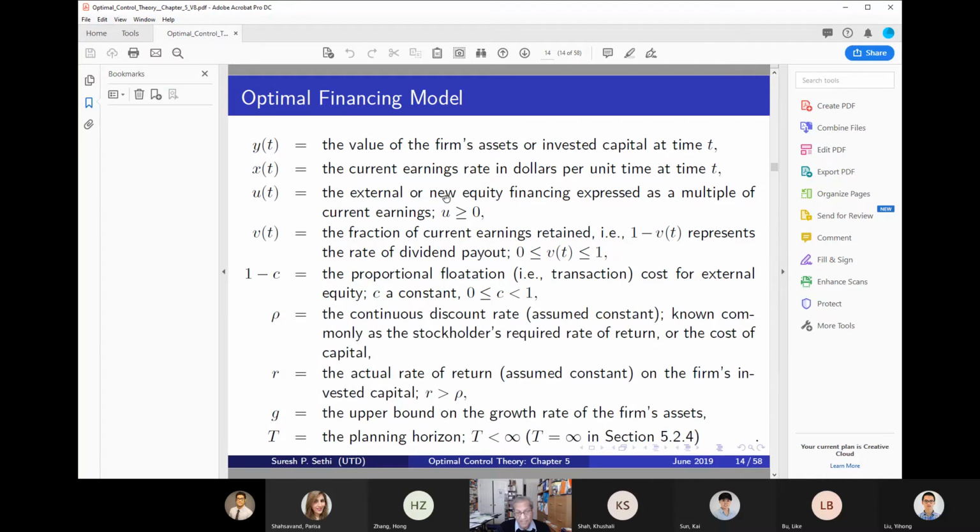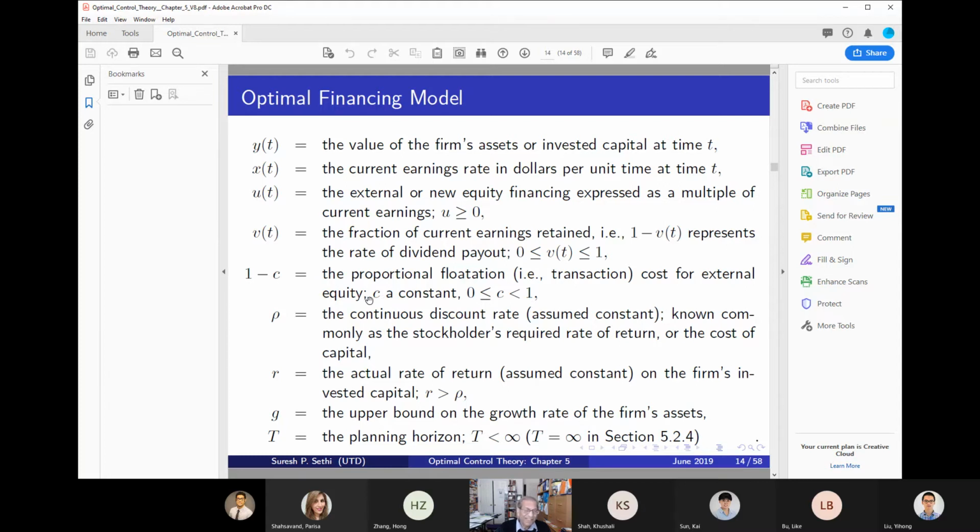The other way the company finances itself is to issue new shares. That's called new equity financing, and it issues new shares that bring in new stockholders. But when you issue new shares, you have to go to an investment broker, and they charge you some money for issuing new shares. We call them flotation cost. And we assume that the flotation cost is the transaction cost for external equity. And so 1 minus C is the flotation cost. So what I get is the C.